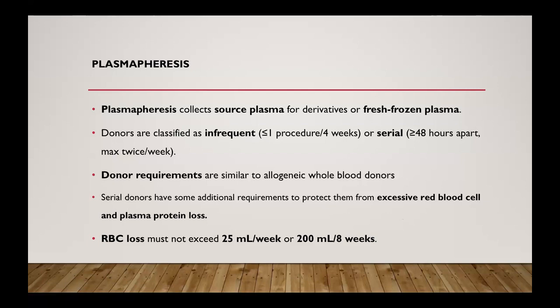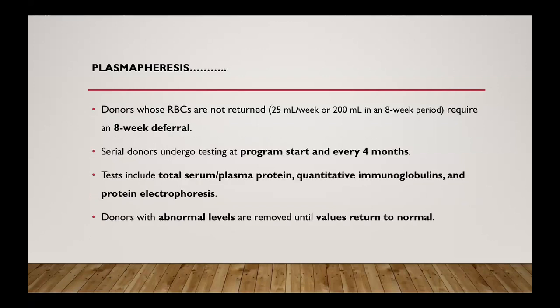Loss of RBC which exceeds 25 milliliters during plasmapheresis or 200 milliliters per week usually requires deferral, because if this person has lost blood, for example 25 milliliters per donation for serial donors, or 200 milliliters in every 8 weeks as they donate, this requires 8 weeks of deferral.